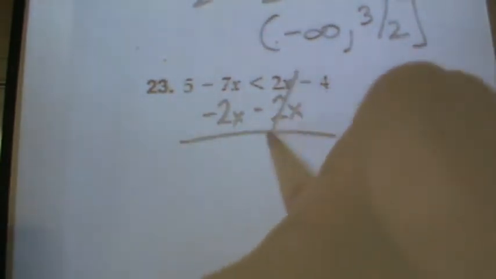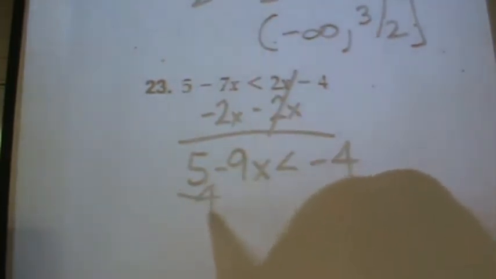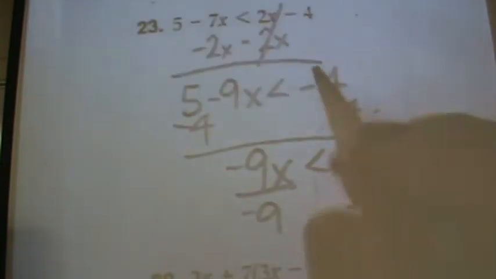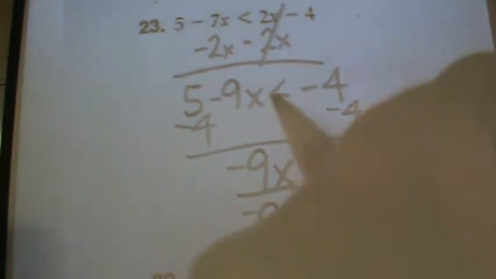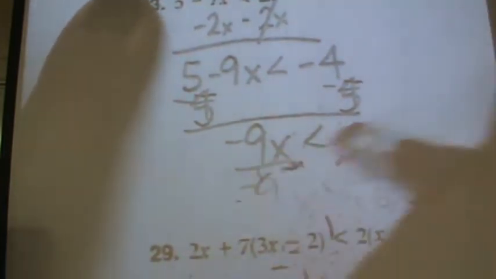Next one, I would subtract 2x. You could actually add 7x, but this is fine too. Subtract 4. Negative 9x is less than negative 8. Divide by negative 9 and flip the sign. Here. Whoops, subtract 5. Subtract 5, this should be negative 9. My bad. This should be negative 9.